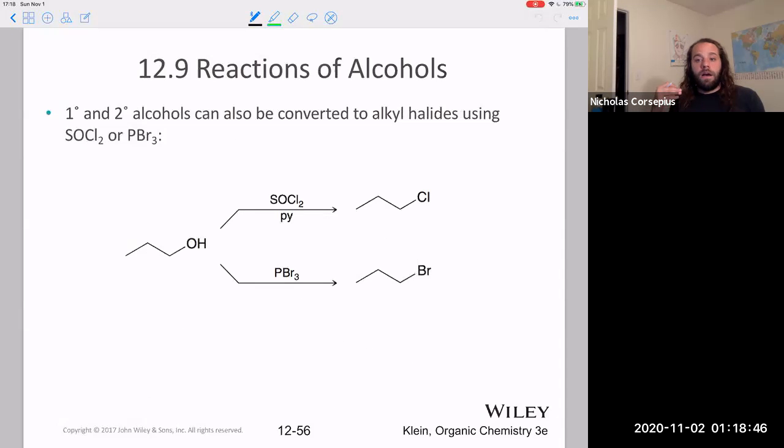Other ways to generate alkyl halides from alcohols are using SOCl2 in pyridine or phosphorus tribromide. The benefit of these is that they don't react with other functional groups. HBr or HCl will react with alkenes and alkynes. These ones won't. They're a little more designer type, and probably more expensive, but they're more specific to reacting just with an alcohol functional group. So they're a good way to convert alcohols into alkyl halides as well.